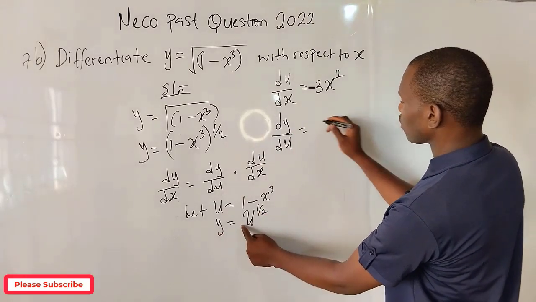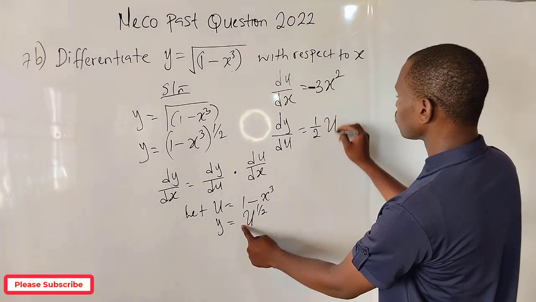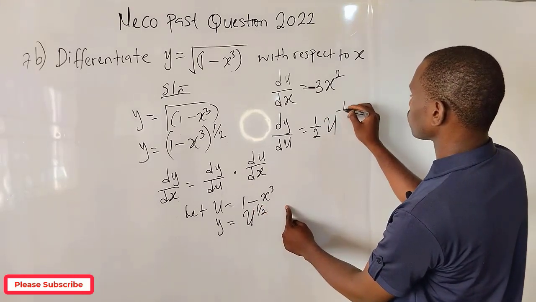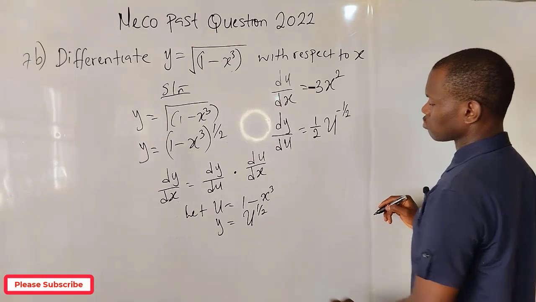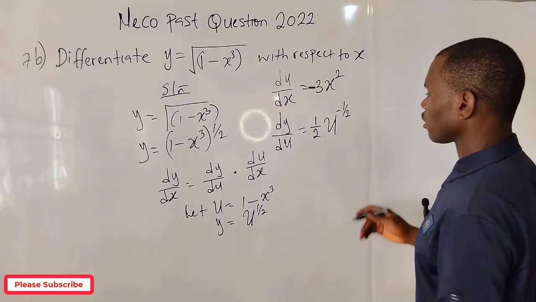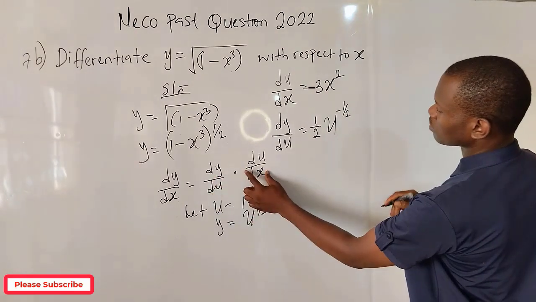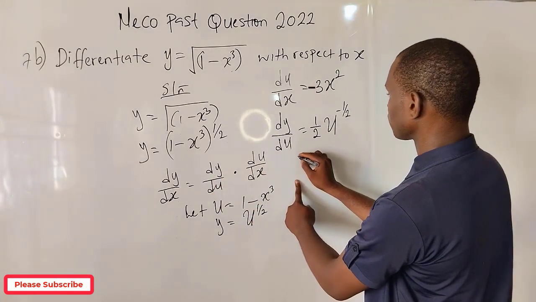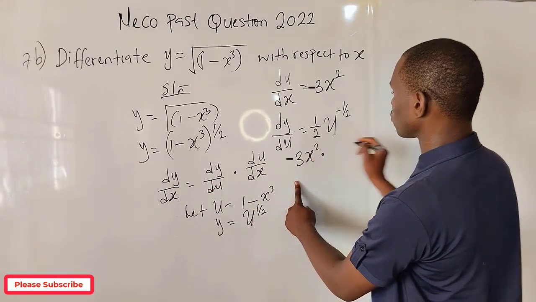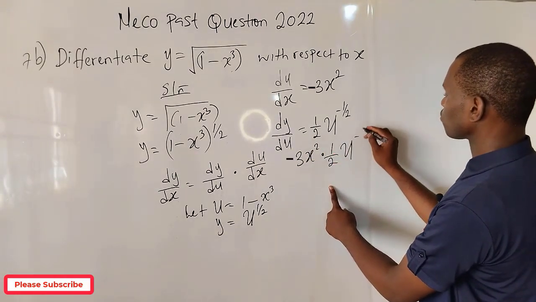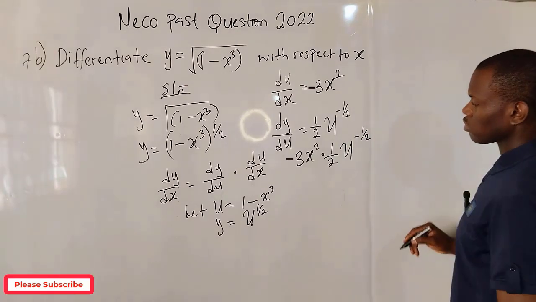Differentiating here, the power will come down. I'll have 1 over 2 u. Then 1/2 minus 1 will give me minus 1 over 2. Yeah, half minus 1 is minus half. Then multiply the two functions. Look at this. The first one multiplied by the second one. So I'll say 3x squared multiplying 1 over 2 u raised to the power minus 1 over 2.